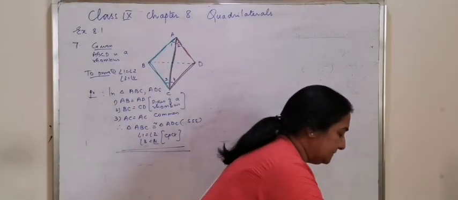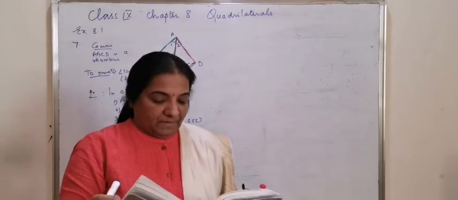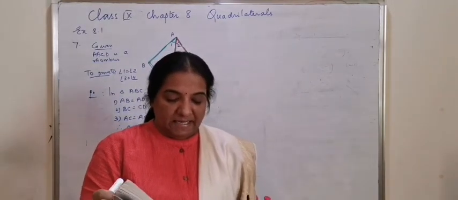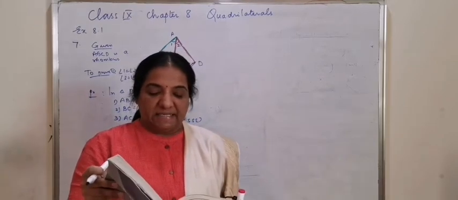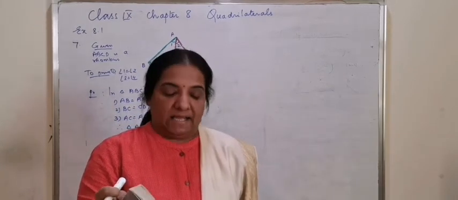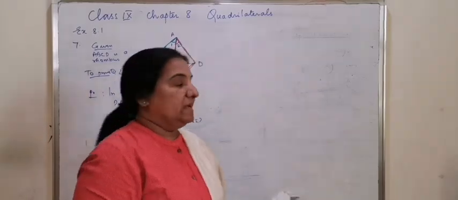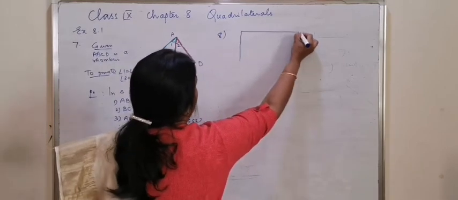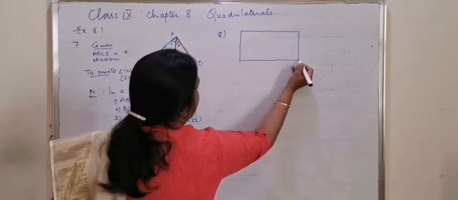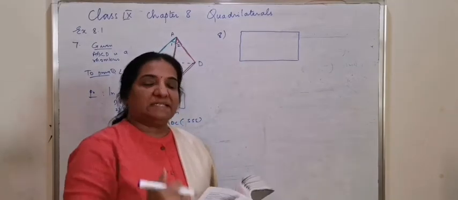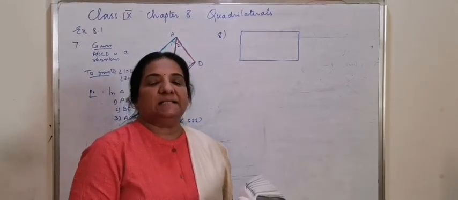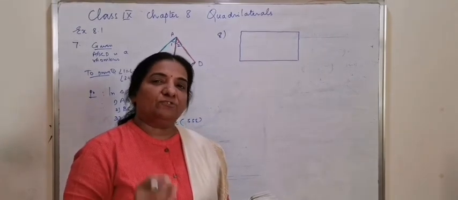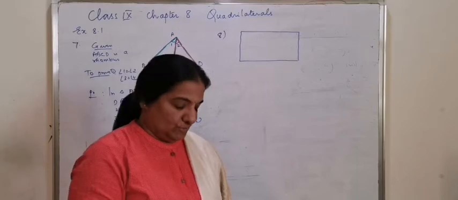Question number 8. ABCD is a rectangle, underline the word rectangle, in which diagonal AC bisects angle A as well as angle C. It is given that ABCD is a rectangle. What are the properties of a rectangle? In a rectangle, opposite sides are equal, and all the angles are 90 degrees. So you can take the concept of opposite angles are equal also.